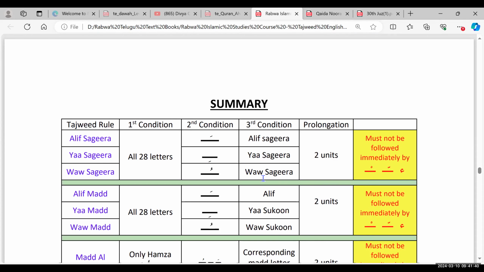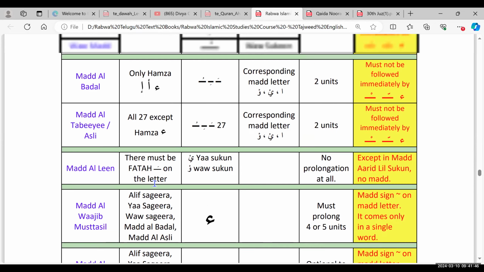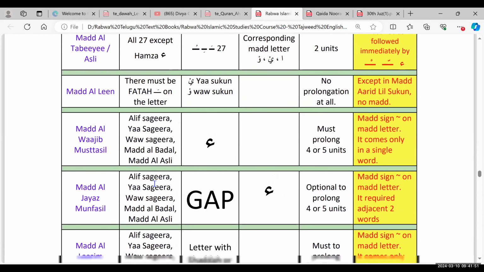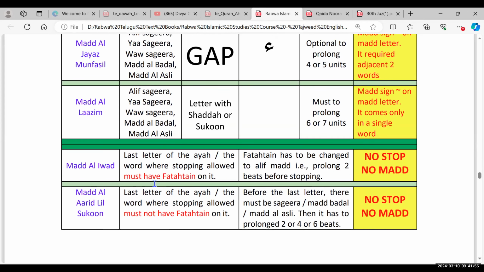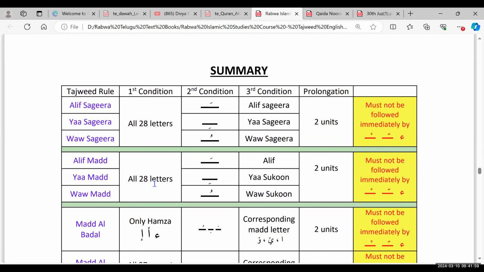All of you, if you agree, I will close the session. If you have any doubt, let me know. This is a sheet which has everything, a comprehensive summary of all the mad in this sheet. You have it in your textbook.